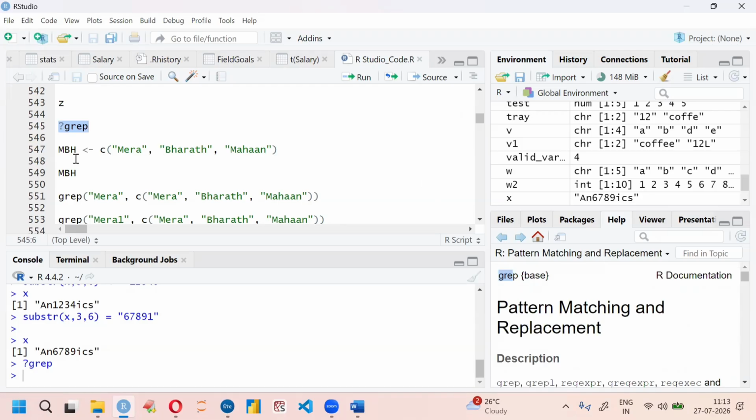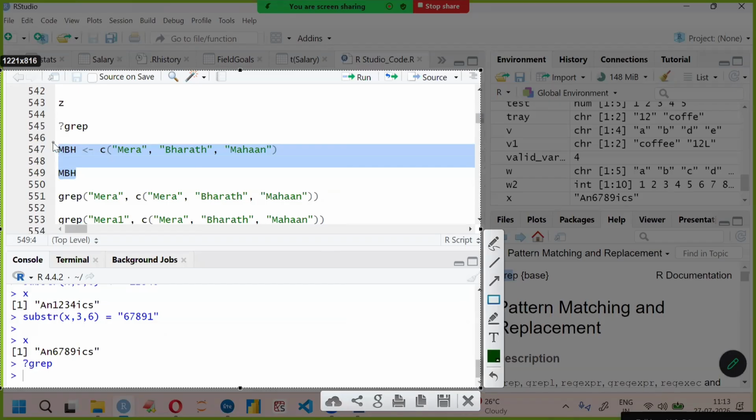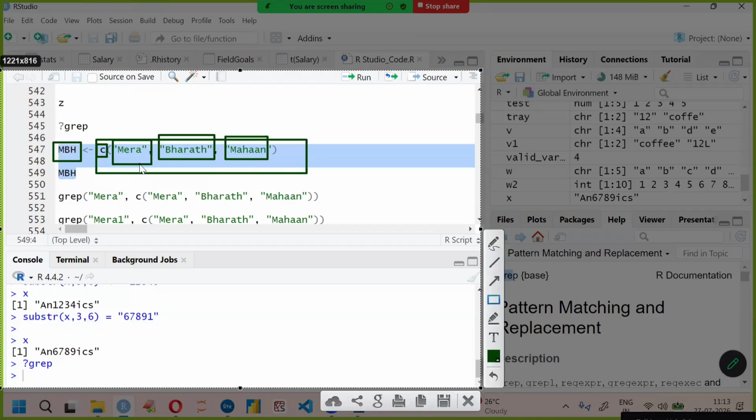If you see here, I have MBH, MBH less than hyphen C of Mera Bharat Mahan. What are we trying to do here? MBH is the name of this one. We have different elements with the name Mera, Bharat, Mahan. With C of Mera Bharat Mahan, we are taking different elements, Mera, Bharat, Mahan, and making them into a vector because we are using the C operator, and we are naming this vector MBH.